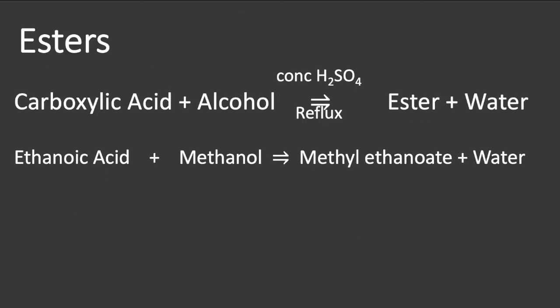So esters. Esters you may come across at GCSE. If not, don't panic. Relatively straightforward. You just have to get your head around how to draw them. So you make an ester by reacting a carboxylic acid with an alcohol. You need concentrated sulfuric acid as a catalyst, and you reflux, and that produces an ester and water, and this is in equilibrium. If you start with ethanoic acid and methanol, you produce an ester called methyl ethanoate and water.